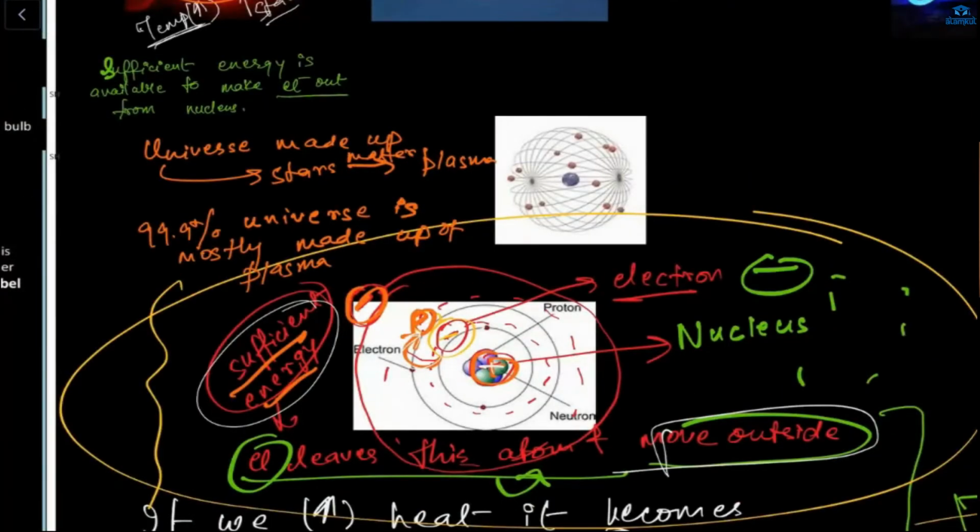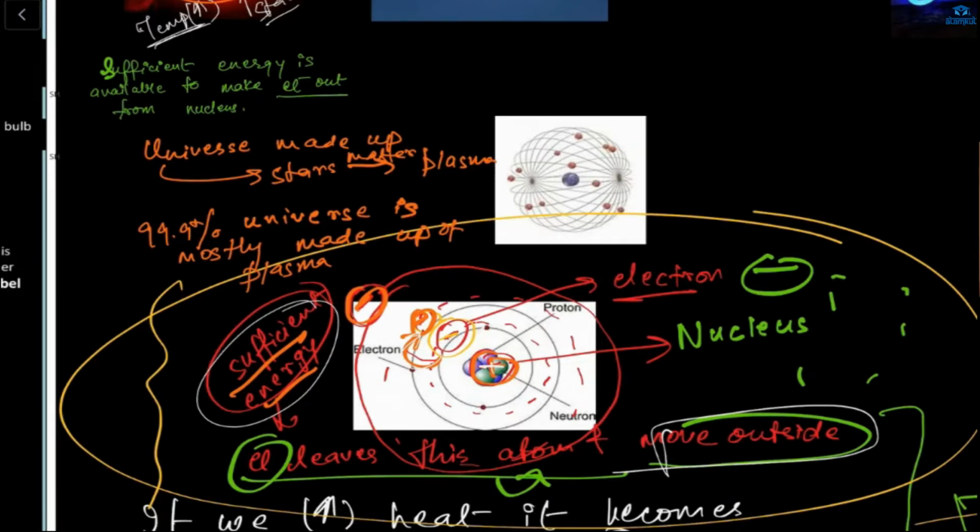Yes, the universe is made up of stars. Inside a star, there is matter in the plasma state. So we can say that my universe is made up of plasma. Correct? Advika? Yes, ma'am. Ma'am, can you explain it again? I'm a little confused.